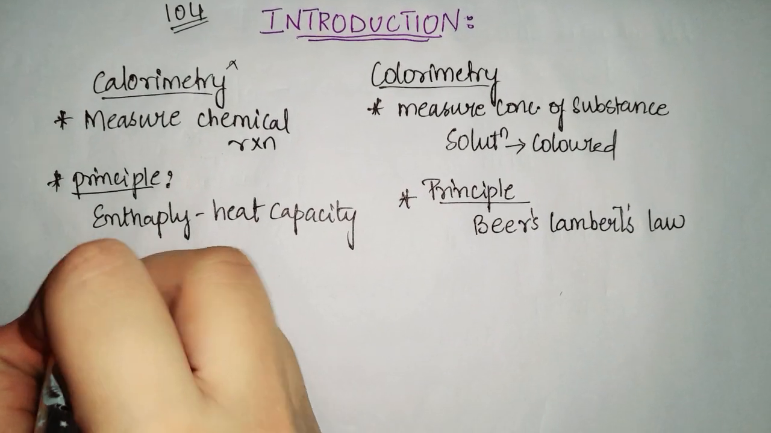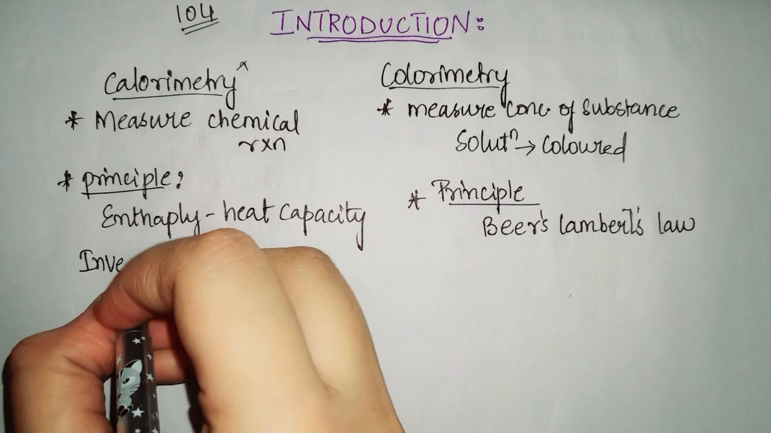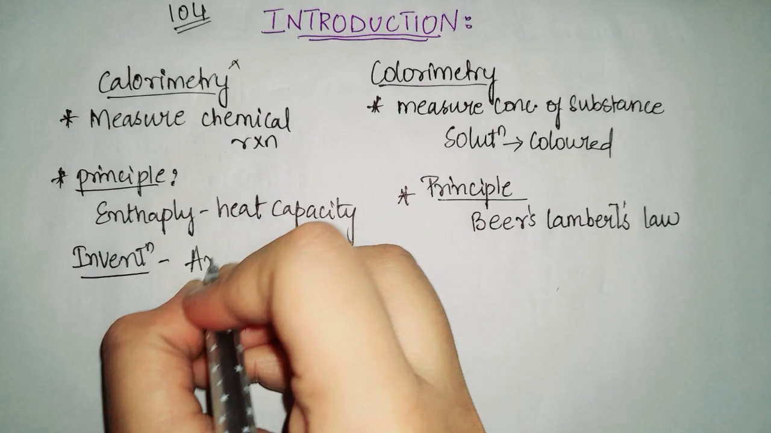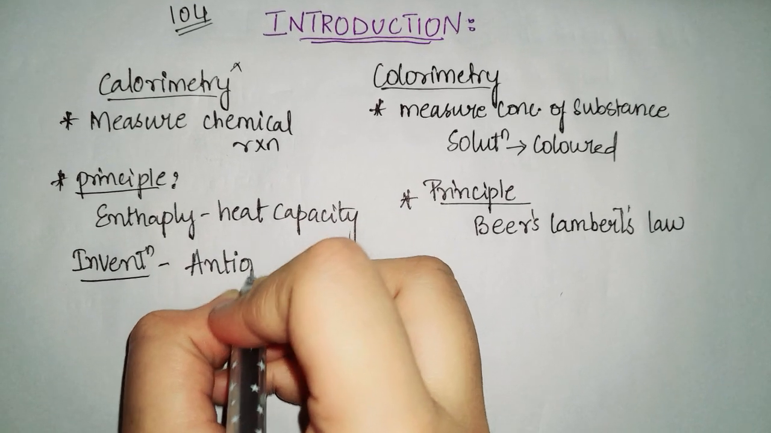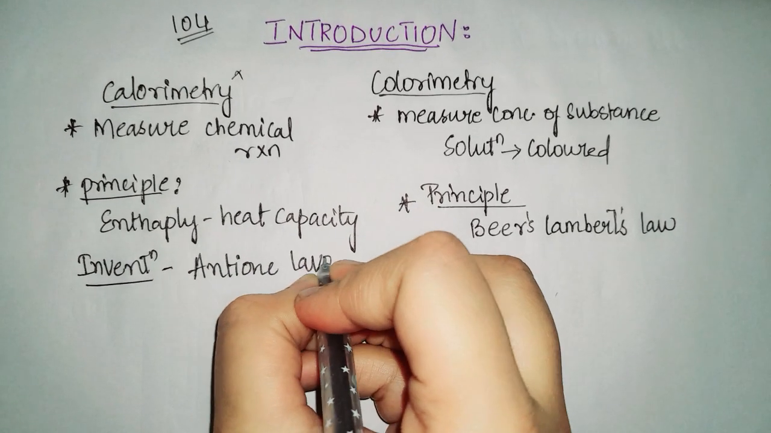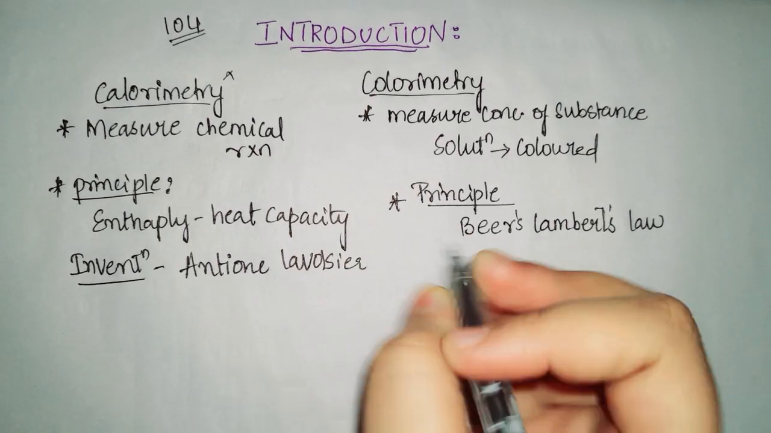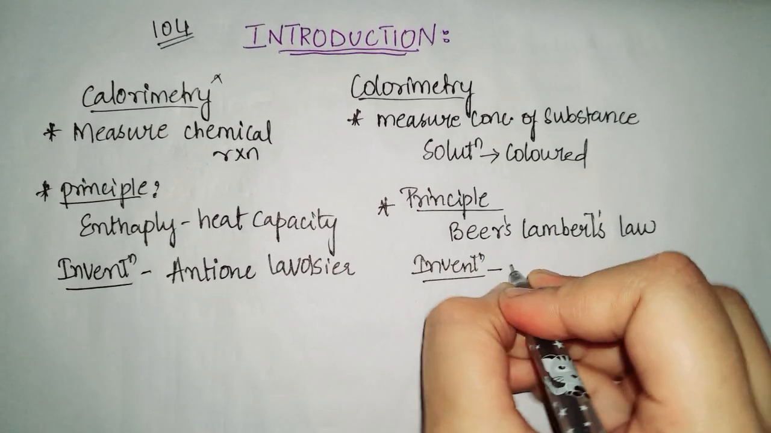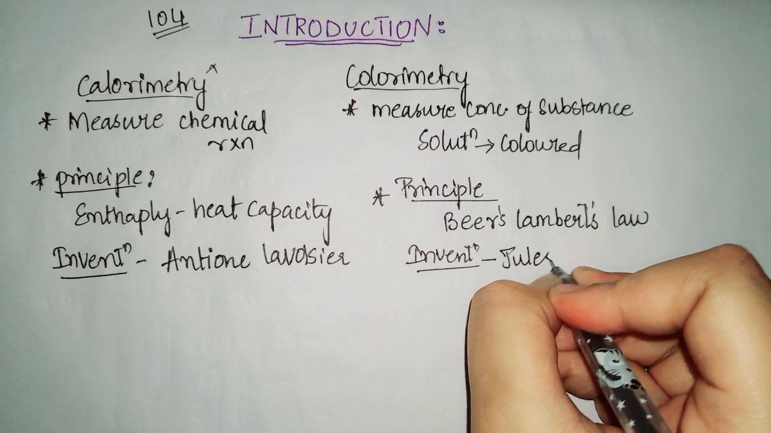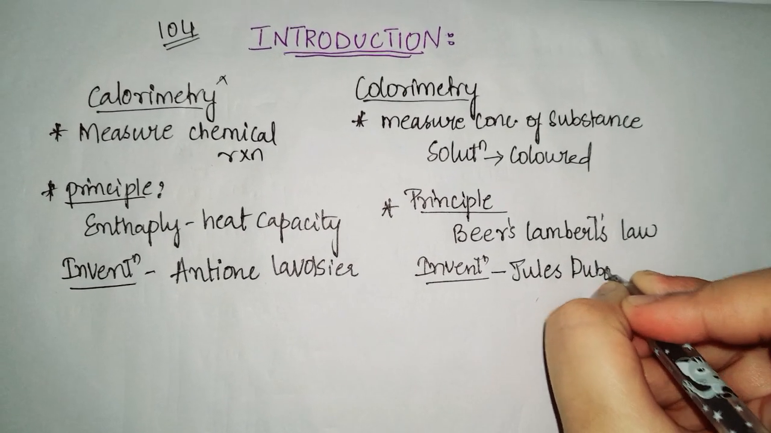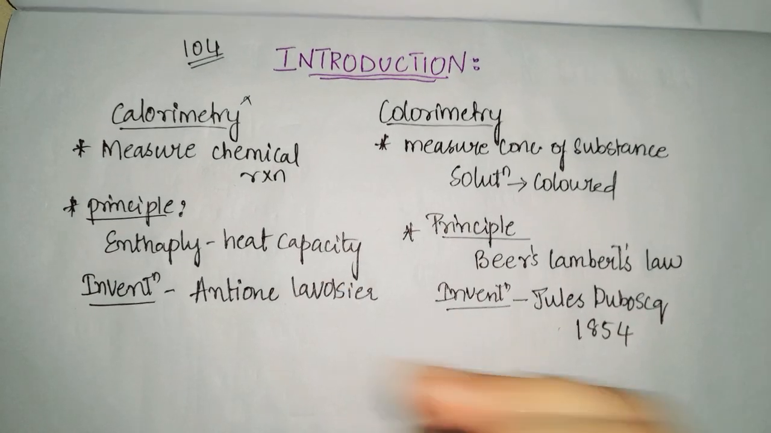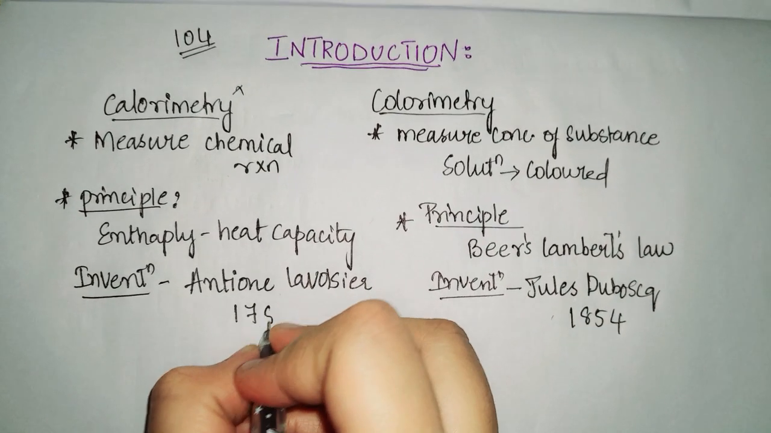Who invented this? Calorimetry was invented by Antoine Lavoisier, and colorimetry was invented by Jules Dobzhansky in 1854, while calorimetry was invented in 1783.